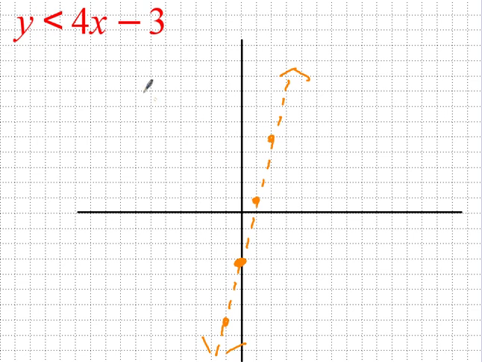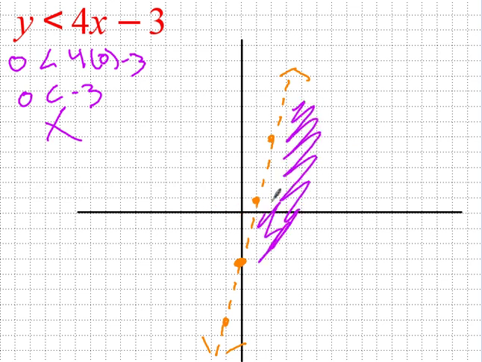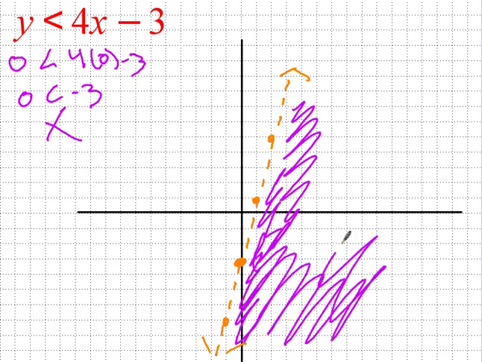Now, because y is less than, I'm guessing we're going to shade below, but let's test the point 0, 0 to make sure. If I plug in 0, 0, is 0 less than negative 3? No, it is not. That is why that is not a solution. 0, 0 is not a solution on the line, so that means that everything below the line on the right side is going to be a solution. And then, so all of this is solution.